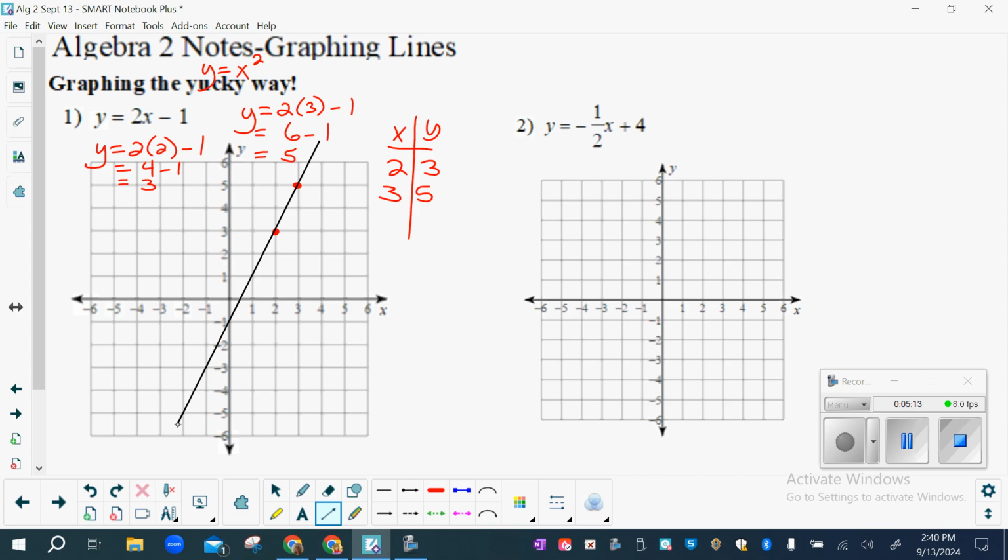Okay, so here's my line. Am I done? What else do I need to do to graph that? You need arrows because it goes on forever in both directions. Okay, let's do another one. So we're going to make a table. What would be a number that we could put in for x? 2.